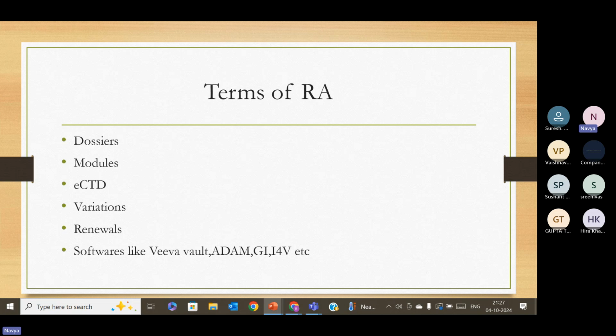There is software. Softwares which we used for eCTD are Veeva Vault, ADAM, GI, and Insight for viewing. And there are many more which we should know. Okay. So let's go further.